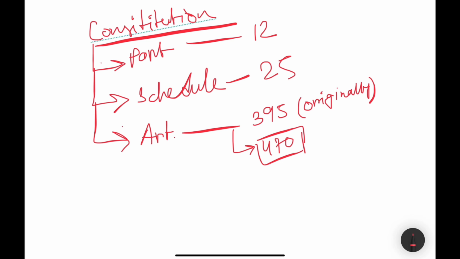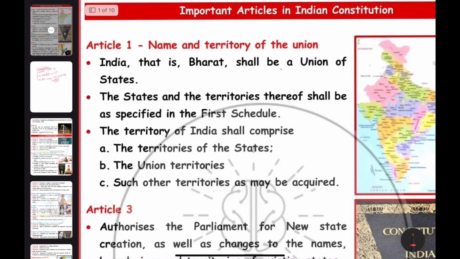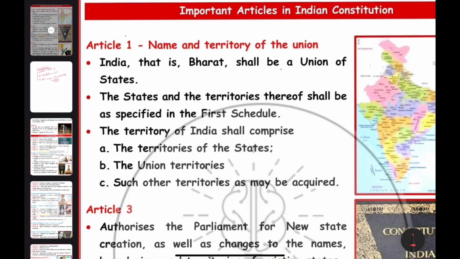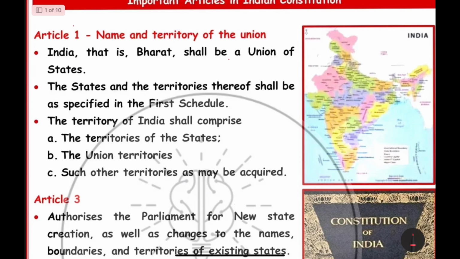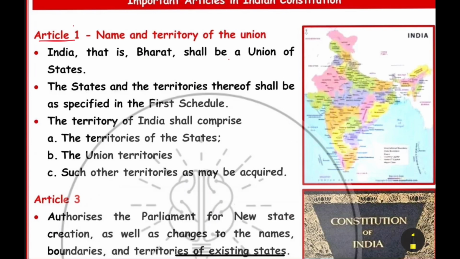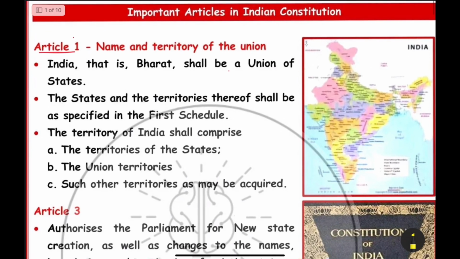So now let's get back to the first slide, that is our important articles. Okay, so see, first, Article 1. It tells us about the name and territories of the Union. It specifically tells us the names of the states and union territories. Okay, so this is Article 1. Remaining things you can see from the particular document, and don't worry guys, I will share this document with you.